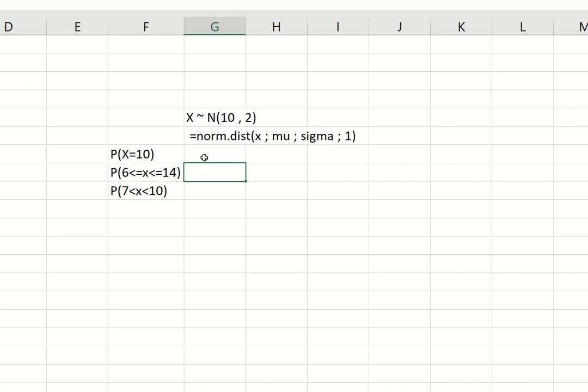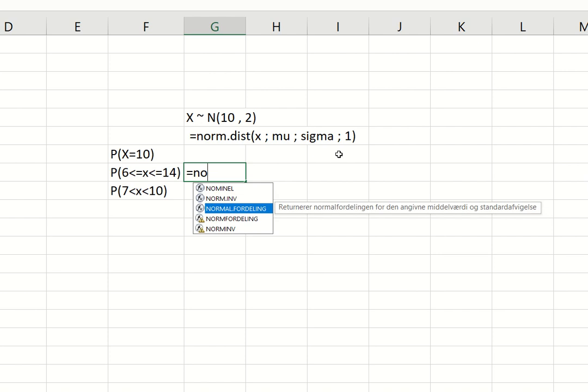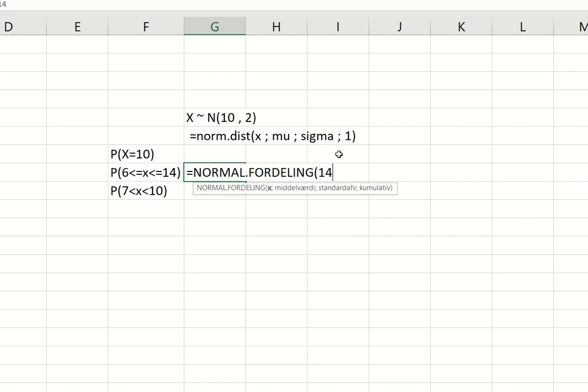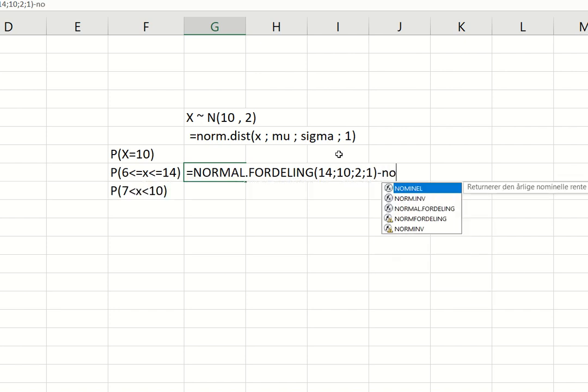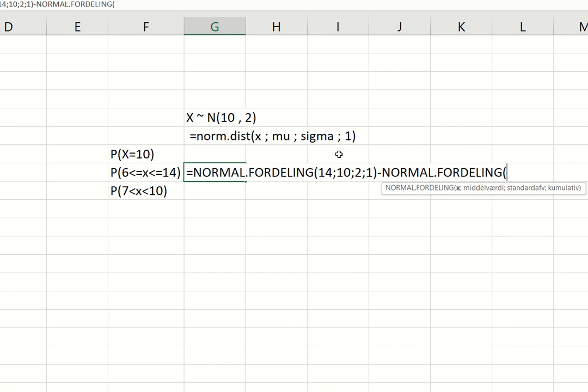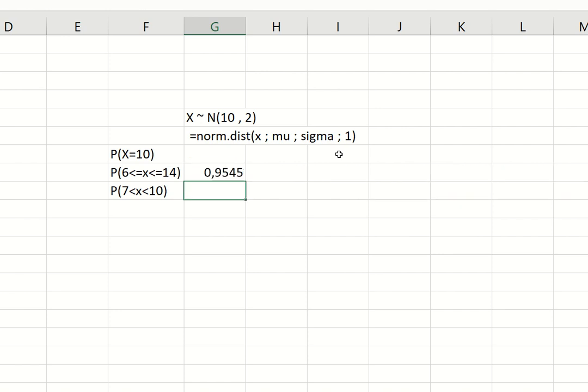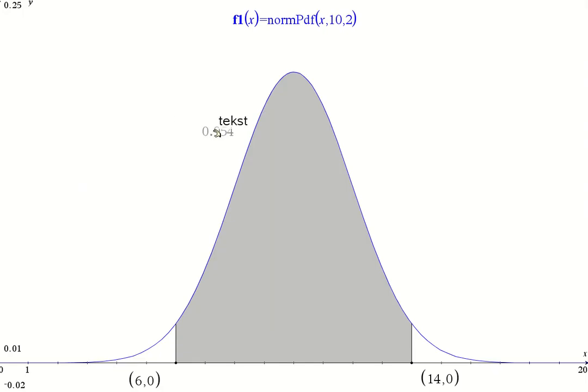So we do have for the English NORM.DIST the value, the mean, the standard deviation, and always 1 because this must be accumulated. So here in Danish I write normal distribution, and I'll take 14, which is the upper. The mean is 10, the standard deviation is 2 and 1, and from that I have to deduct the lower, again normal distribution, and this is 6 and 10 and 2 and 1. So the probability of something between the 2 standard deviations is 0.954, which is exactly what we saw here.